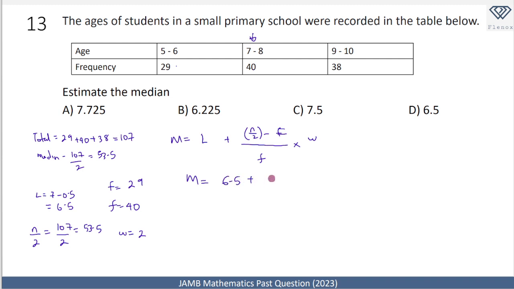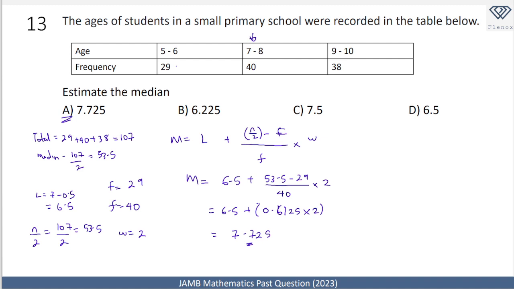6.5 plus 53.5 minus 29 divided by 40 times 2, and that is going to be equals to what? 6.5. When you punch all of this in your calculator, you have 0.6125 times 2, and when you resolve this becomes what? 7.725, and that makes option A the correct option.